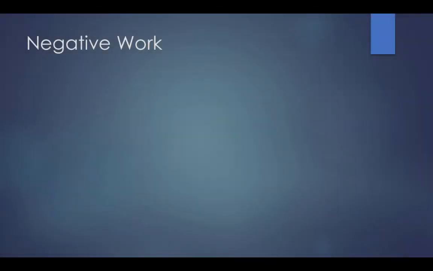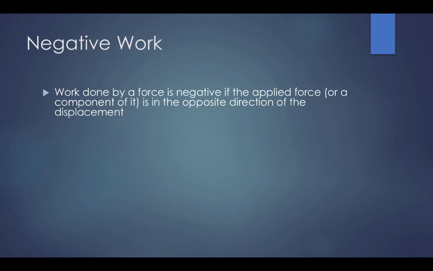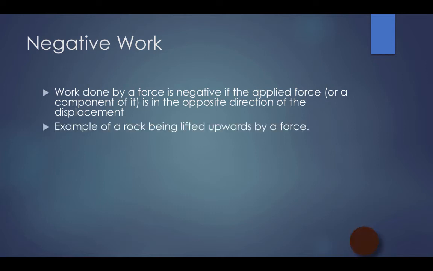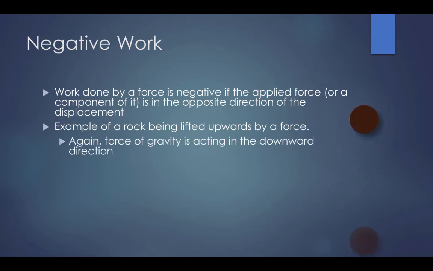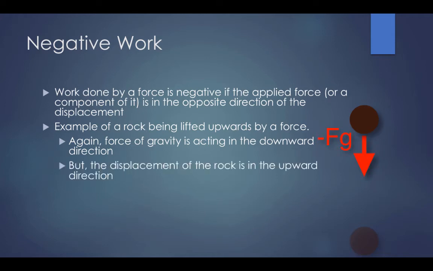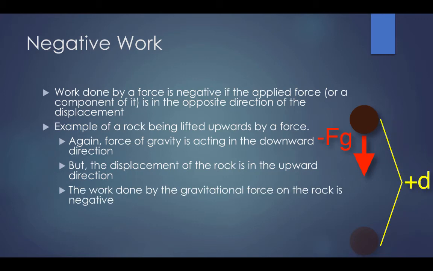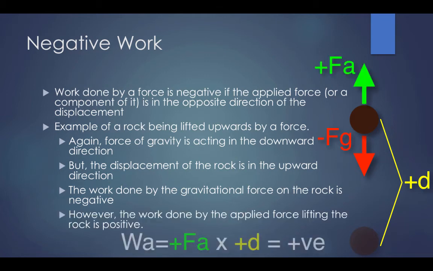In the case of your work calculation resulting in a negative value, this only occurs when the direction of force applied and the displacement of the object are in opposition. We can use a rock as an example of this as well. But this time the rock does not fall, rather it rises due to an applied force. If we look at the effect of force gravity on the rock, which pulls the rock downwards, the displacement of the rock is upwards. This means that the work done by gravity on the rock is negative. A positive times a negative is negative. However, the work done by the applied force lifting a rock must be positive.